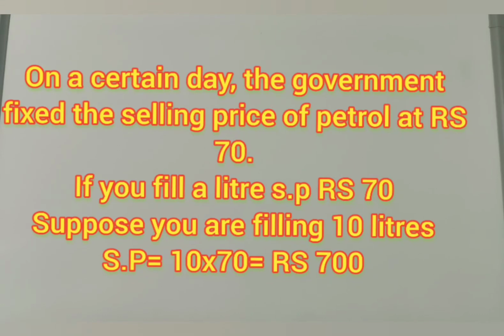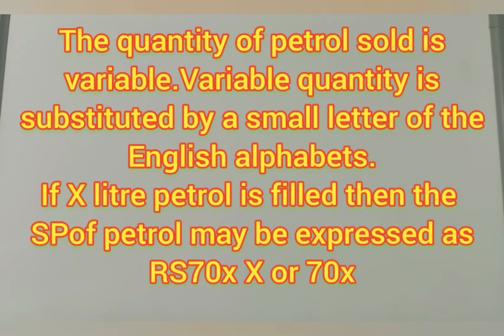That varies. If it is 1 liter, you have to pay 70 rupees, and for 2 liters you have to pay 140 rupees. If it is 10 liters, you have to pay 700 rupees. It varies, so it is said to be a variable. Variables are always denoted in small letters a, b, c. Small alphabets a, b, c.